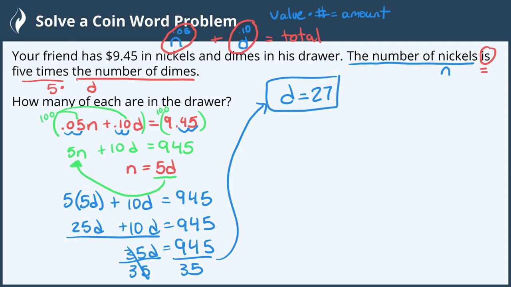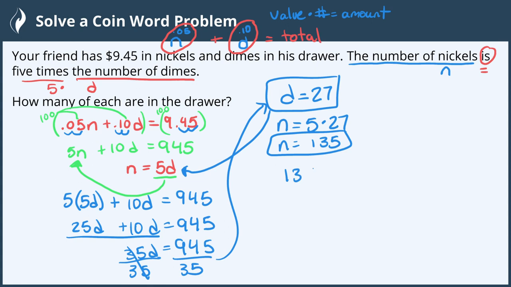Now we need to find how many nickels. So we'll substitute the number of dimes into our second equation. Nickels equals 5 times the number of dimes, which is 27. In my calculator, 5 times 27 is 135. This means we have 135 nickels and 27 dimes, and now we're all done.